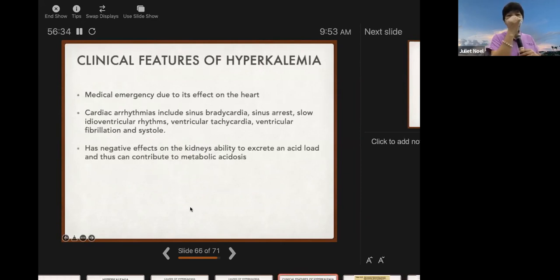The medical emergency is mainly due to the effect on the heart. It can cause cardiac arrhythmia, sinus bradycardia, sinus arrest, slow idioventricular rhythm, VFib, and asystole. It also has negative effects on the kidney's ability to excrete an acid load, so it will contribute to further metabolic acidosis.